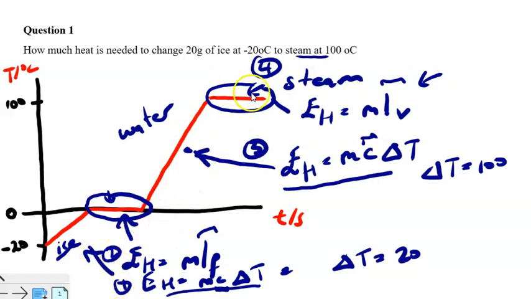So we're going to end up calculating all this. In order to calculate this, we're going to need some constants. I'm going to write them down soon. We're going to need the specific heat capacity of ice. We're going to need the latent heat of fusion of ice. We're going to need the specific heat capacity of water. We should know that already. And we're going to need the specific latent heat of vaporization of steam. So afterwards, we're going to write that down.